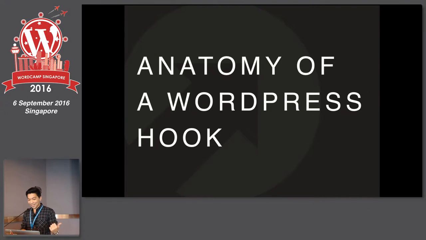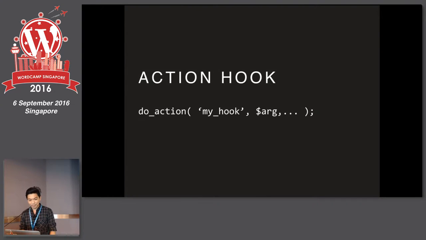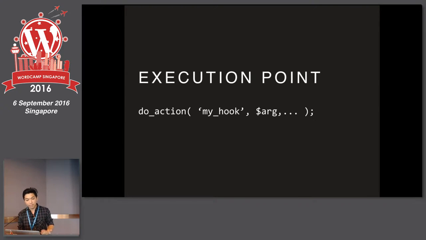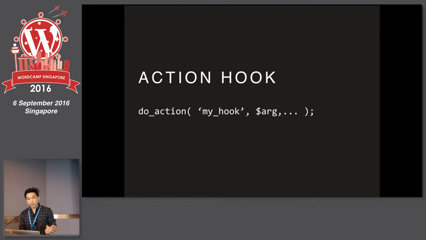Let's go right away to the anatomy of a WordPress hook. Actually, a WordPress hook can also be called an execution point or a meetup point. By invoking this function, you are marking an area in your code where you allow others to hook up to process something. Anything hooked on in this action will be summoned or executed when the runtime reaches this execution point. The do_action is where it all begins.